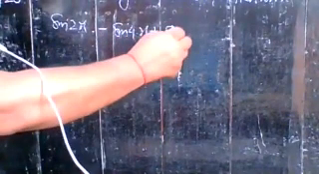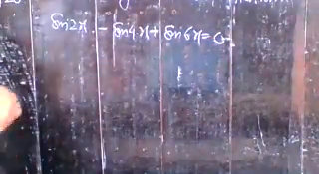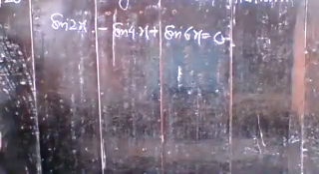Right. Solve sin 2x - sin 4x + sin 6x is equal to 0.